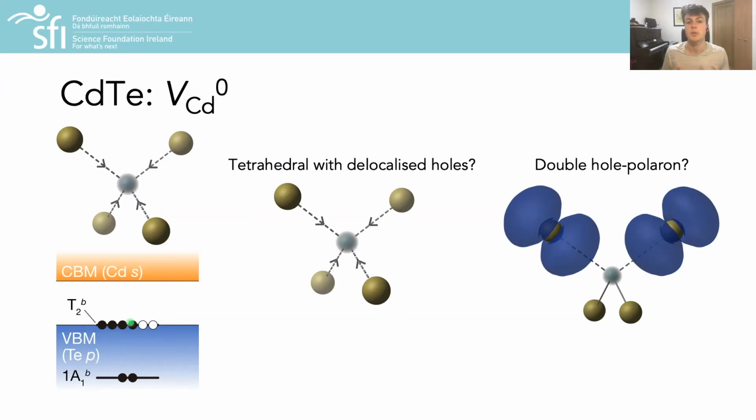If we now turn our focus to the neutral vacancy, which initially has two holes in the tellurium p VBM levels, we see that there are a couple of possibilities. Two obvious solutions would be either a shallow defect where tetrahedral symmetry is maintained and the holes are essentially delocalized across the VBM. And this is in fact the structure which has been suggested by the majority of previous theoretical works. Alternatively, we could have a two-hole polaron arrangement, which is essentially just a doubled version of the hole polaron for the -1 charge vacancy.